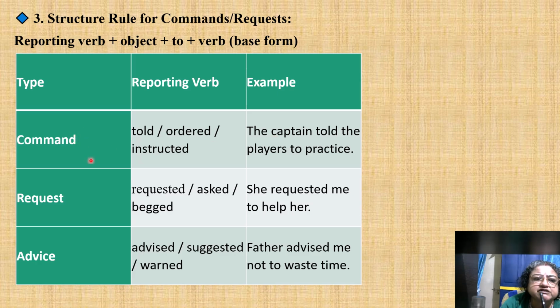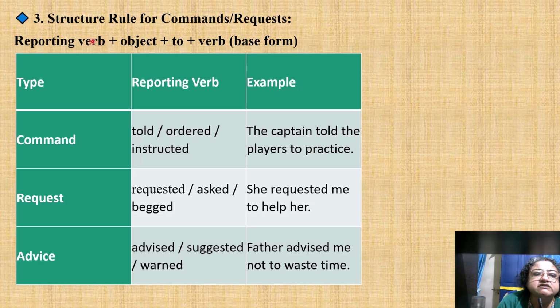Here, though in your syllabus command and request are there, I have also added advice. It will be easier to separate how you will use the reporting verb for command, request and advice. That's why, instead of using two, I am using advice also. Here I have added.